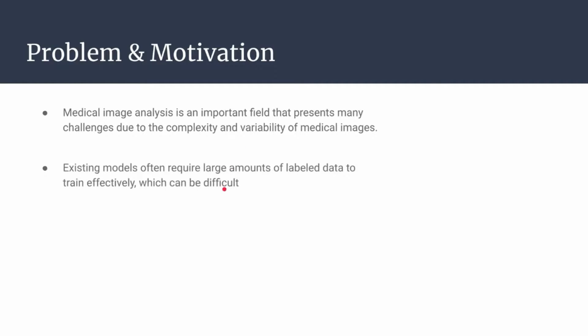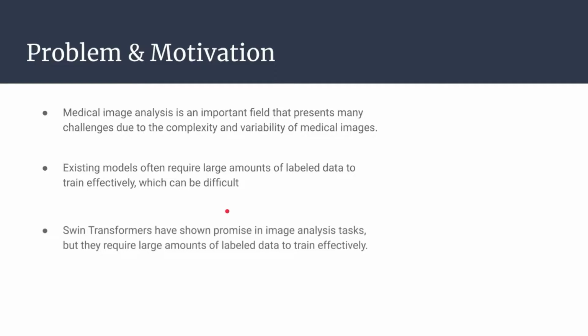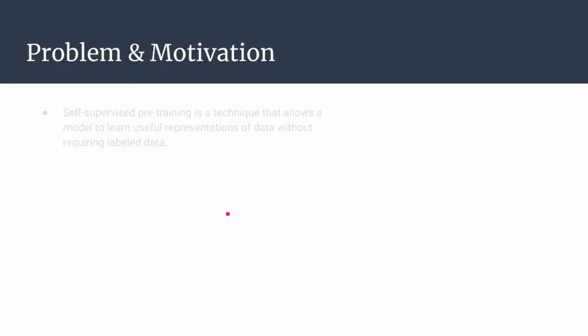Medical image analysis is an important field that presents many challenges due to the complexity and variability of medical images. Existing models often require a large amount of labeled data to train effectively, which can be difficult because even for the labeling, there should be experts, and those experts are expensive. Swin transformers have shown some promise in image analysis tasks, but they require a large amount of labeled data. So we know that self-supervised pre-training is a technique that allows a model to learn useful representations from data without requiring labeled data. This is the key.